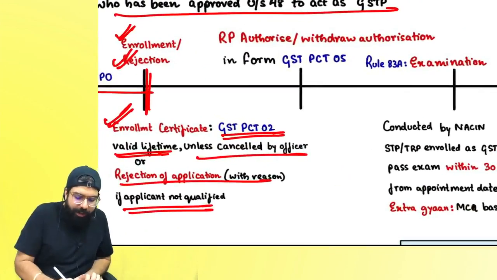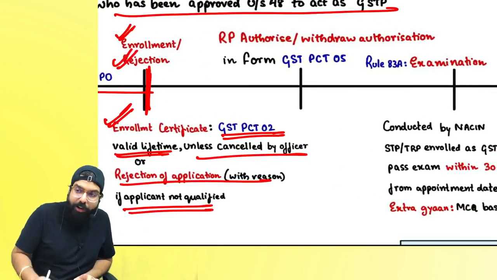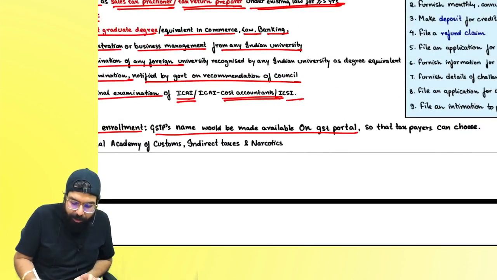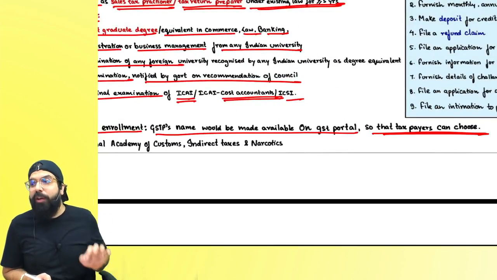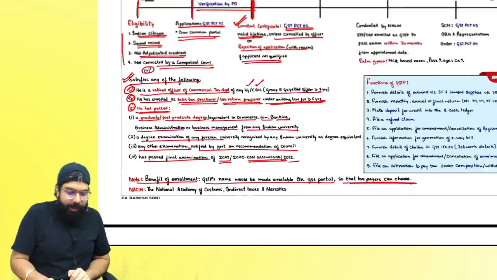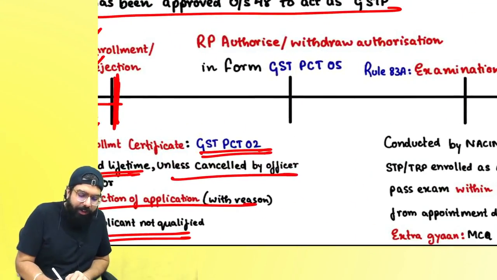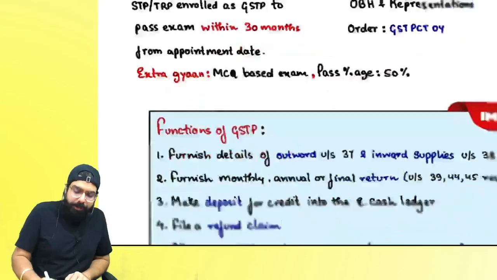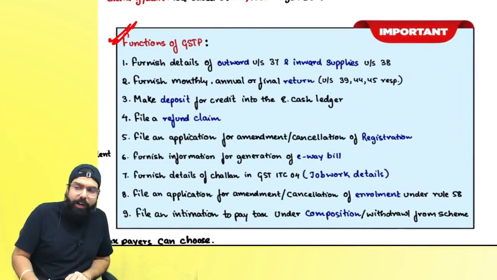Now, once he allows you to be a GST practitioner, your name will start appearing on the GST portal, and people can choose you as their GST practitioner. Now, if somebody chooses you to be a GST practitioner, he will authorize you in GST PCT 05. Once a person authorizes you, what are the functions you can do for him?